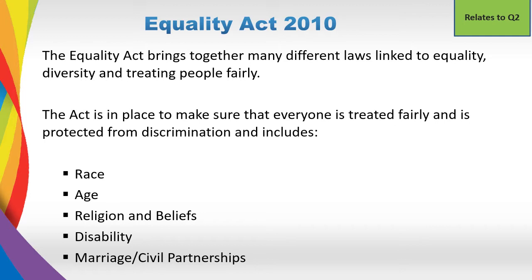So firstly, let's think about the Equality Act of 2010. So in 2010, the Equality Act brought together many different laws that link to equality, diversity, and treating people fairly. This law is there to protect people from discrimination, and it has many protected characteristics. Some of those are race, so you're protected from discrimination against your race, you're protected from discrimination against your age, your religion and beliefs, you're protected from discrimination about your disability, and you're also protected about your marital status or whether you're in a civil partnership, like a homosexual couple.